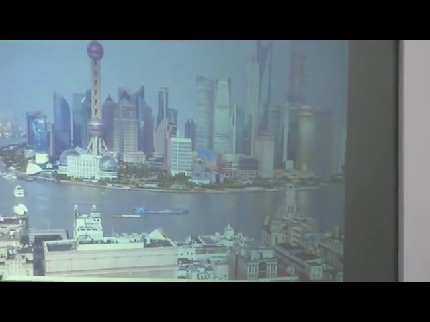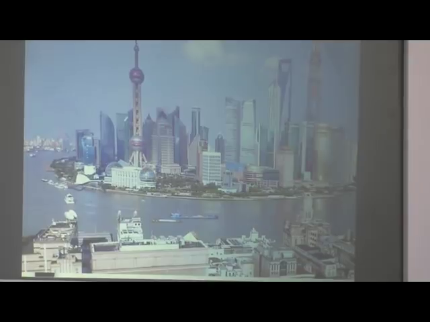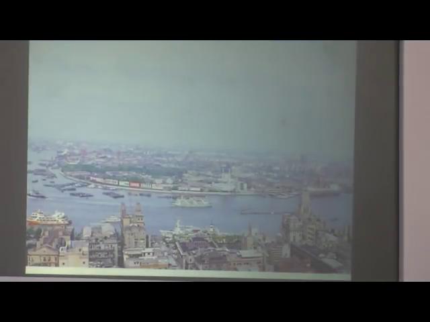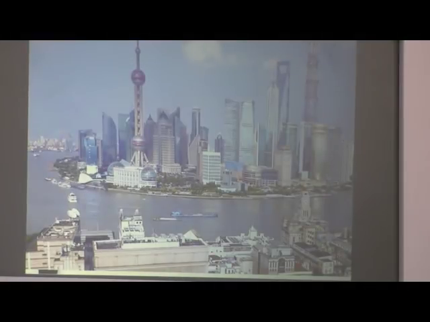Does anyone recognize where that is? Shanghai. That's Shanghai. I'll go back just so you see it. The speed of transformation in China challenges us all. But look at that transformation in 20, 25 years.